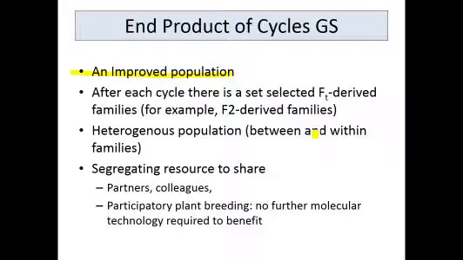It's a heterogeneous population. And this heterogeneity can be, of course, between the families derived from genomic selection, but also within them. If you're selecting F2s and you're getting F2 derived families, there's still a lot of heterogeneity within those families. You might look at this and say that's a big disadvantage, but there are also opportunities here. This is a segregating resource that you have generated, and you can then share it with partners and colleagues. It could be quite useful in participatory plant breeding, where no further molecular technology is required to benefit from it. You've created this improved population, you hand it off to someone else who may just do traditional plant breeding with it.